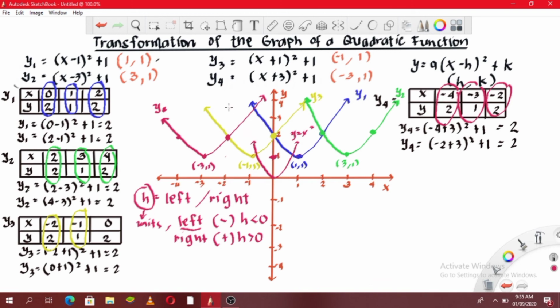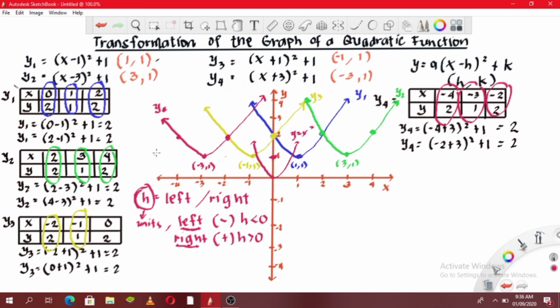So, sa madaling salita, ang shifting or transformation ng graph natin ay naka-depende sa h and k. So, if ang h natin is positive, yung shifting ng graph is going to the right, and if negative, to the left. At ang h ang magsasabi kung ilang shifting ang gagawin.